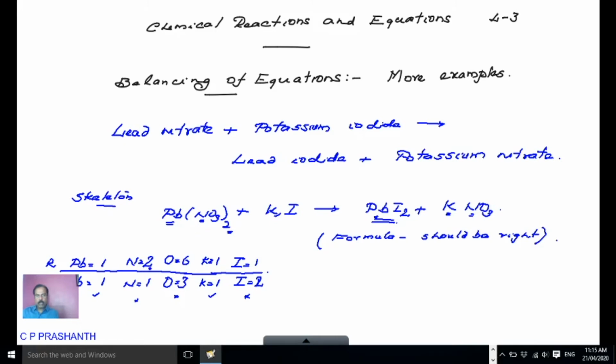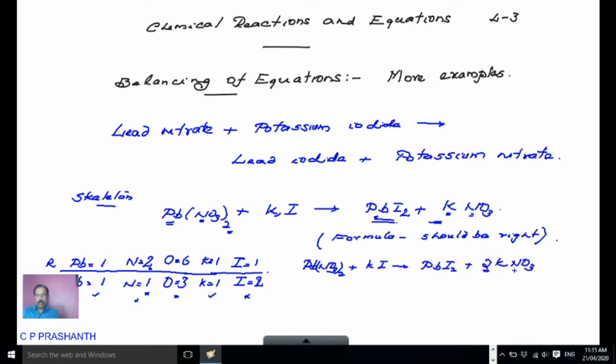So where do we put the number first? If you balance nitrogen, you'll have to make the number of nitrogen atoms on both the sides the same. So we will put 2 in front of potassium nitrate, KNO3. So the equation will become PbNO3 twice plus potassium iodide, KI. It gives PbI2 plus, now you put 2 in front of KNO3. So it will become 2KNO3.